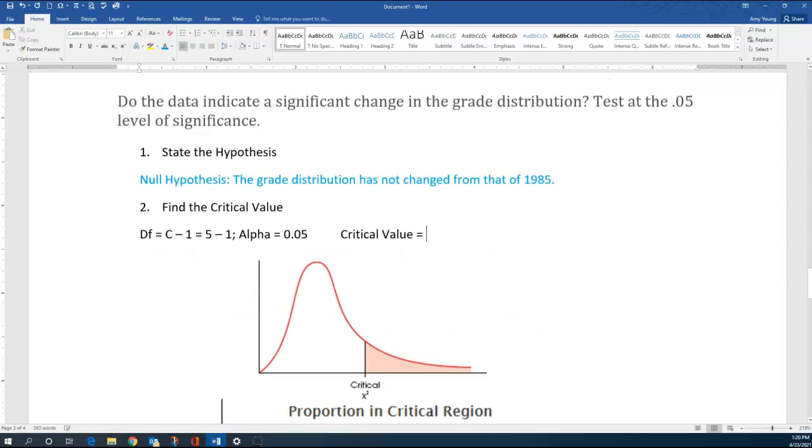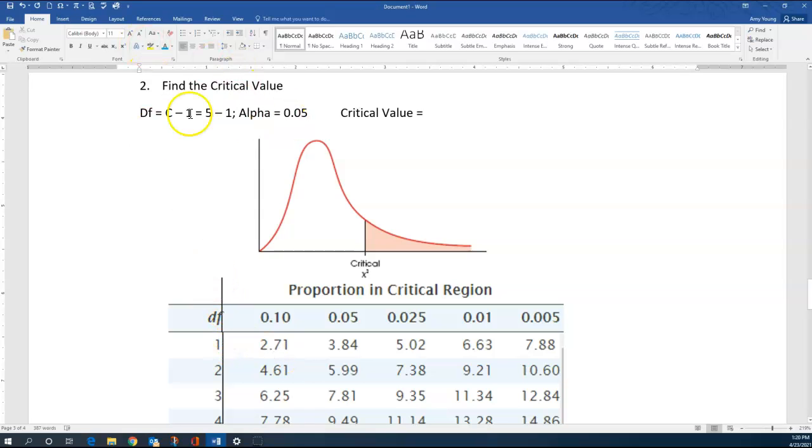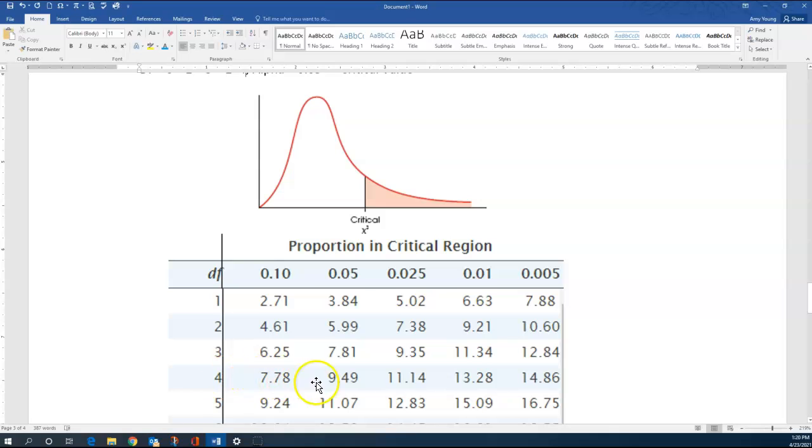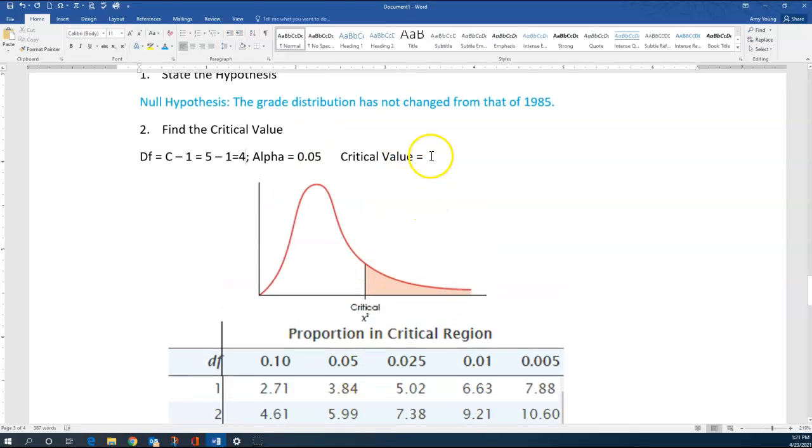So now let's look and find our critical value. If we come down here, again, remember we start with our degrees of freedom, which is 4. And we're going to look for our alpha in that. So if we go to 4, come across to 0.05, we get that our critical value is going to be 9.49. So now remember, if my chi-square, which we find in the next step, is greater than 9.49, then we are going to reject the null hypothesis.